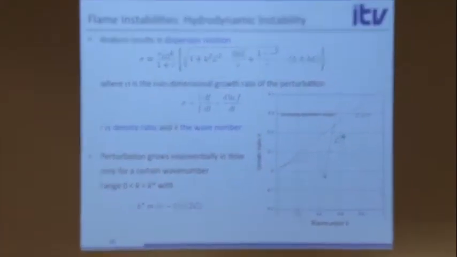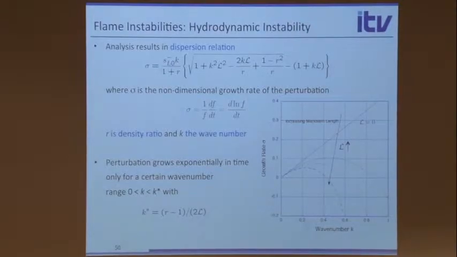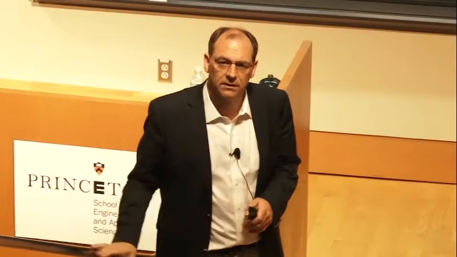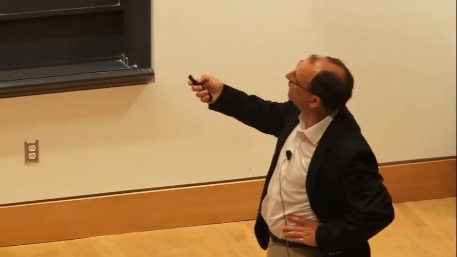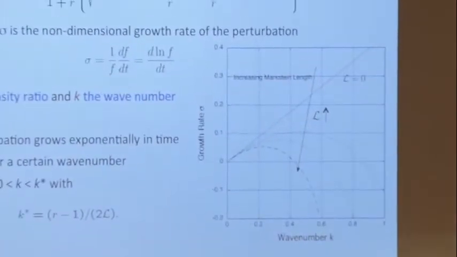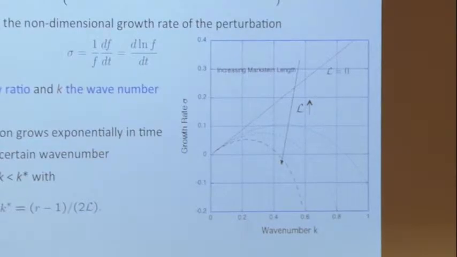Okay, the question. Is this diagram for a specific case or is it a general diagram? Is it for a special fuel or a special case, or is it general? This is general, but again, it's a simple analysis that just starts out with a propagation. So all the fuel effects would be in the SL and in the Markstein length. It could be any fuel, and you just specify these values according to that fuel.